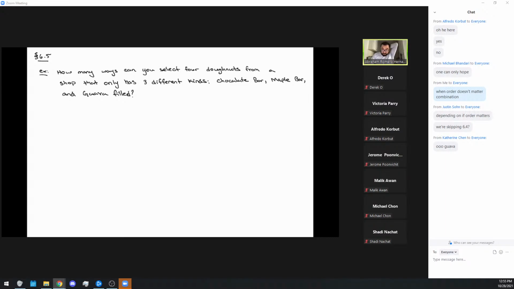So, a couple questions before we do this. How many ways can you select 4 donuts from a shop that only has 3 different kinds? Okay. Now, in the last sections that we have been doing counting with, I technically did say this, but I wasn't too explicit because we didn't have to be. But now I do.